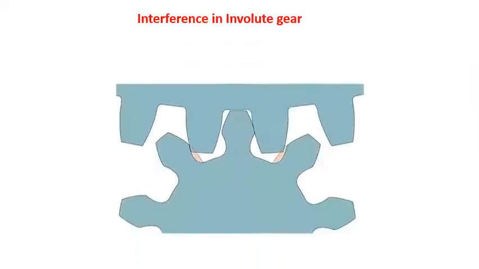Next one, interference in involute. If you see the figure, this red color portion represents the interference which is occurring in the mating gear. Interference is a phenomenon between the two mating teeth when the tip of one tooth undercuts the root of the other mating tooth. There is a cutting of the root by the tip of the other gear because of the presence of interference between the two gears.